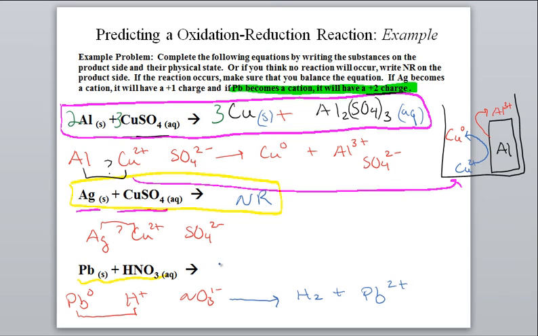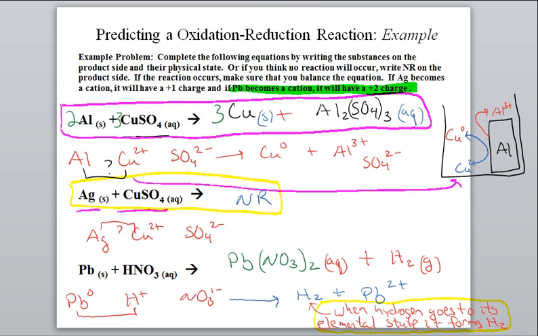So we have 2 reactants, we have 2 products. Go ahead and write the correct formulas for the products, write the correct phase labels, and then make sure the chemical reaction is balanced. So go ahead and pause the video, unpause when you're ready to see the answer.